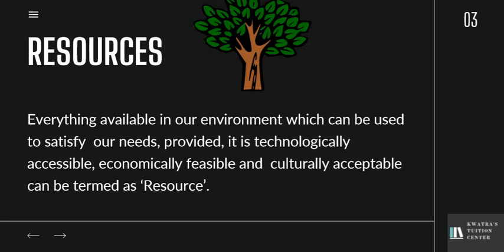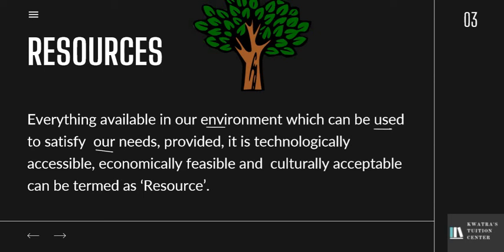Then you might have a wallet, and in that wallet you might have some rupees. Rupee is actually a resource. Alright, so all these things are basically our resources. They are available in our environment and they can be used. So the first condition is that they are available in the environment or in our surroundings, and they can be used. They should be useful. And once I use them, my needs must be satisfied.